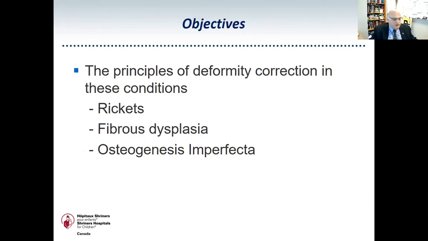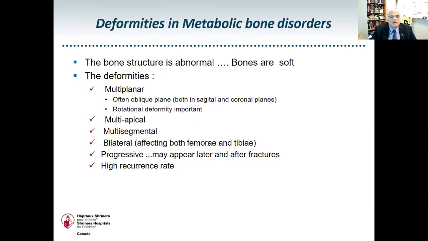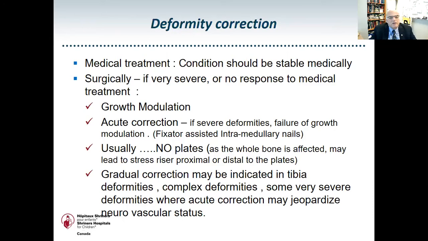We are going to talk about rickets, fibrous dysplasia, and osteogenesis imperfecta. The deformities in the metabolic bone disorders are mostly essentially the same as in skeletal dysplasia. They are multiplanar, multi-apical, multi-segmental, usually they are bilateral, they are progressive, and with a high recurrence rate.